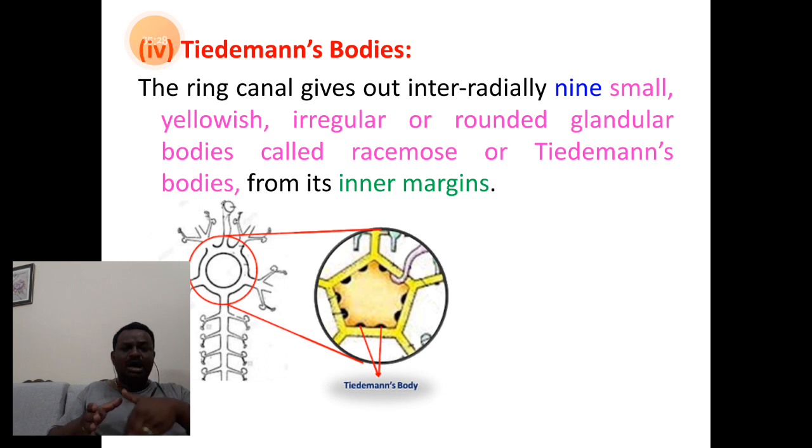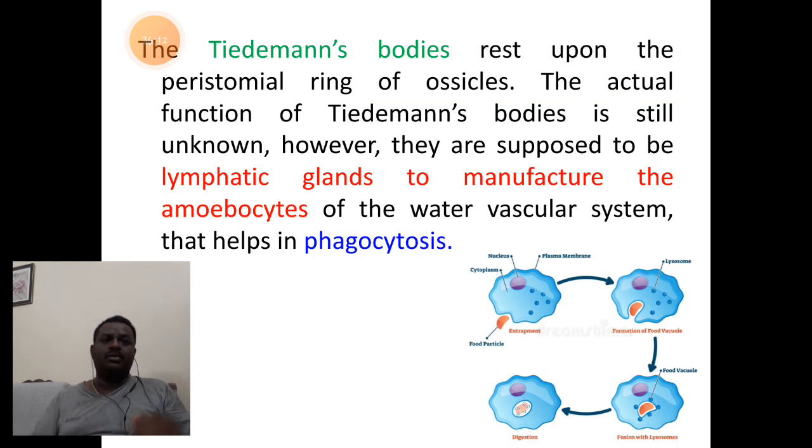Inner to that we have many muscle fibers which are in the position of radiating tubules. They are tube-like, and also radiating. These tubules of the Tiedeman body are responsible for further filtering the water. So partial filtration of water takes place, and these Tiedeman bodies are responsible for the manufacture of a special kind of cells referred to as amoebocytes or amoeboid corpuscles.